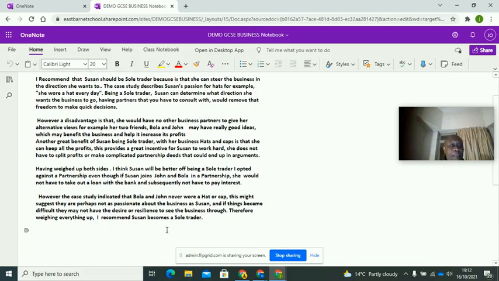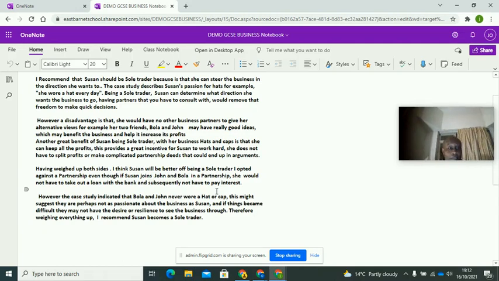I opted against a partnership, even though if Susan joins John and Bola in a partnership, she would not have to take out a loan with her bank and subsequently not pay interest. Can you see what I've done here? I've not only gone with her being a sole trader, I've also explained to the examiner why she should not take the other option. That's a top student. If you want to get a 9, that's what you need to do, okay?